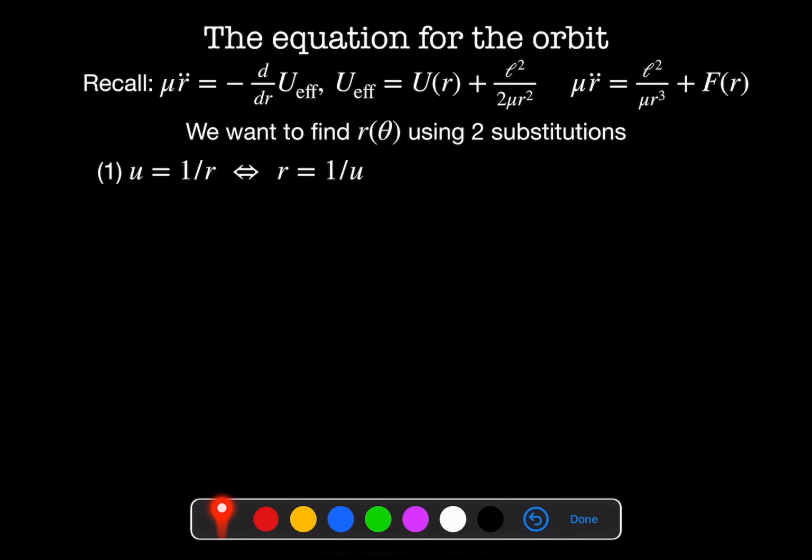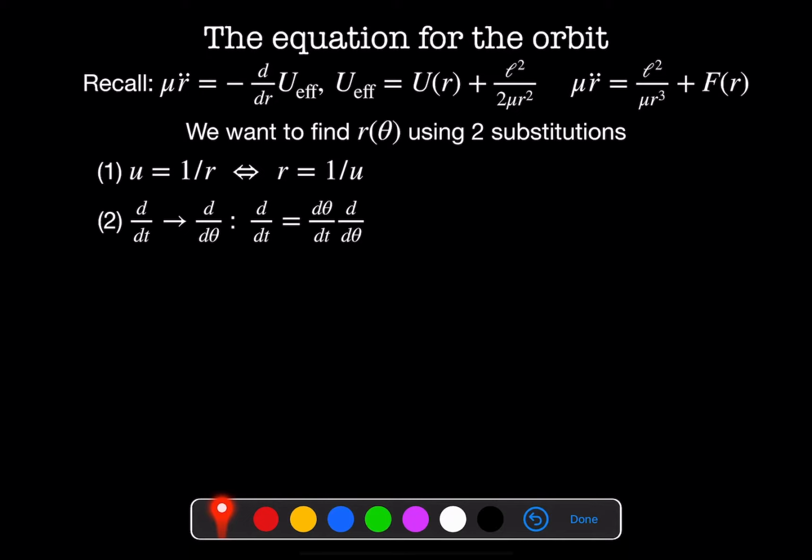The first substitution is a u substitution, where u is equal to 1 over r, or equivalently, r is equal to 1 over u. The second substitution is we'd like to change our derivatives from time derivatives into angular derivatives, and we can do so using the chain rule.